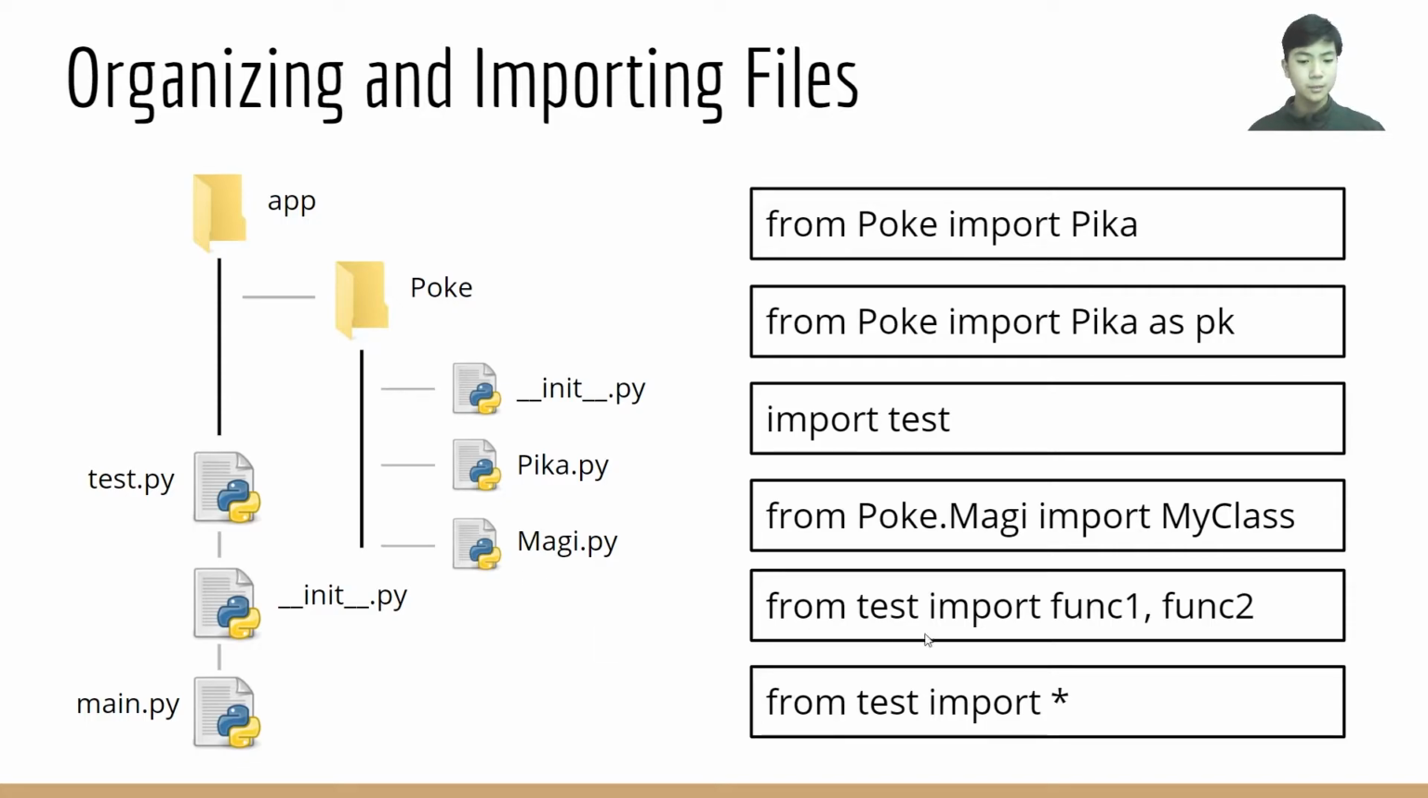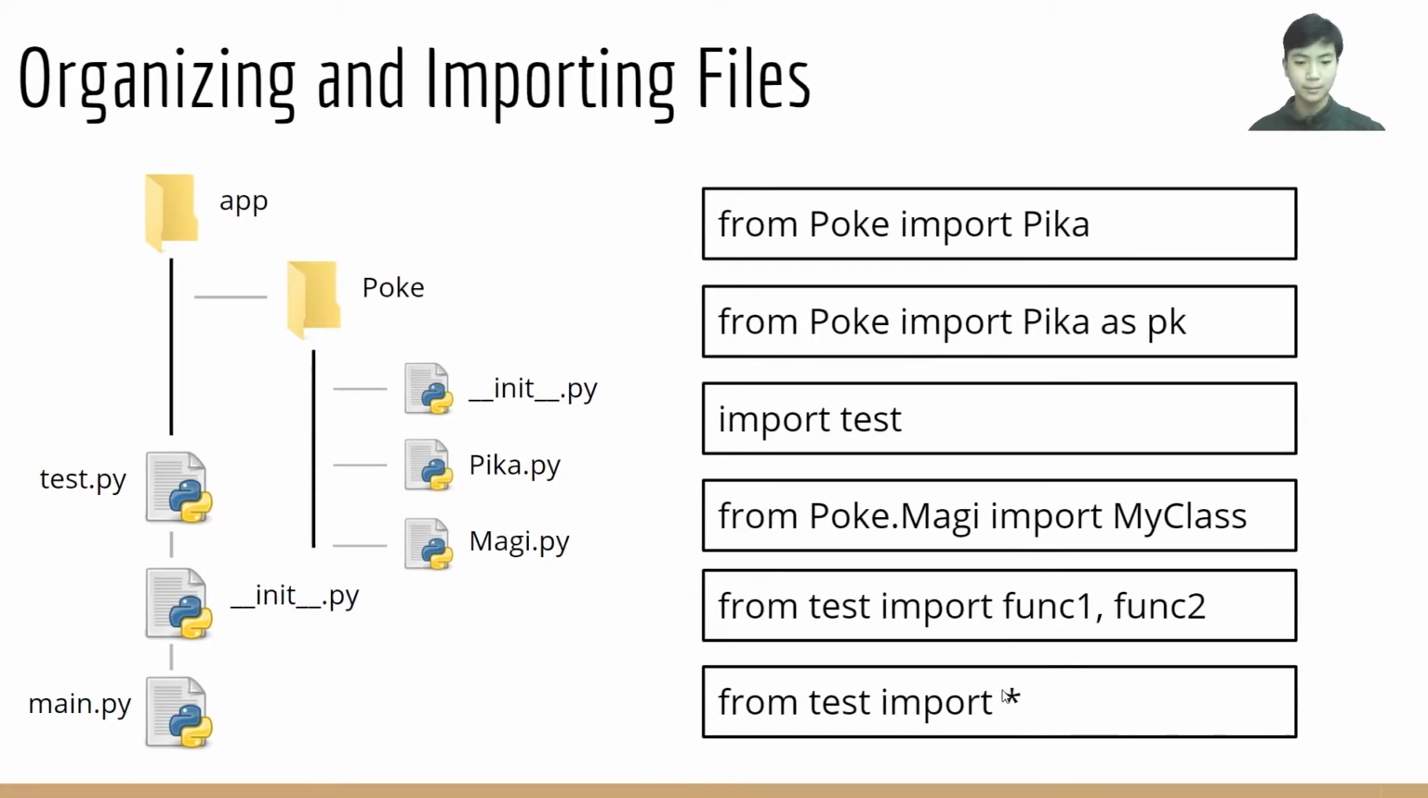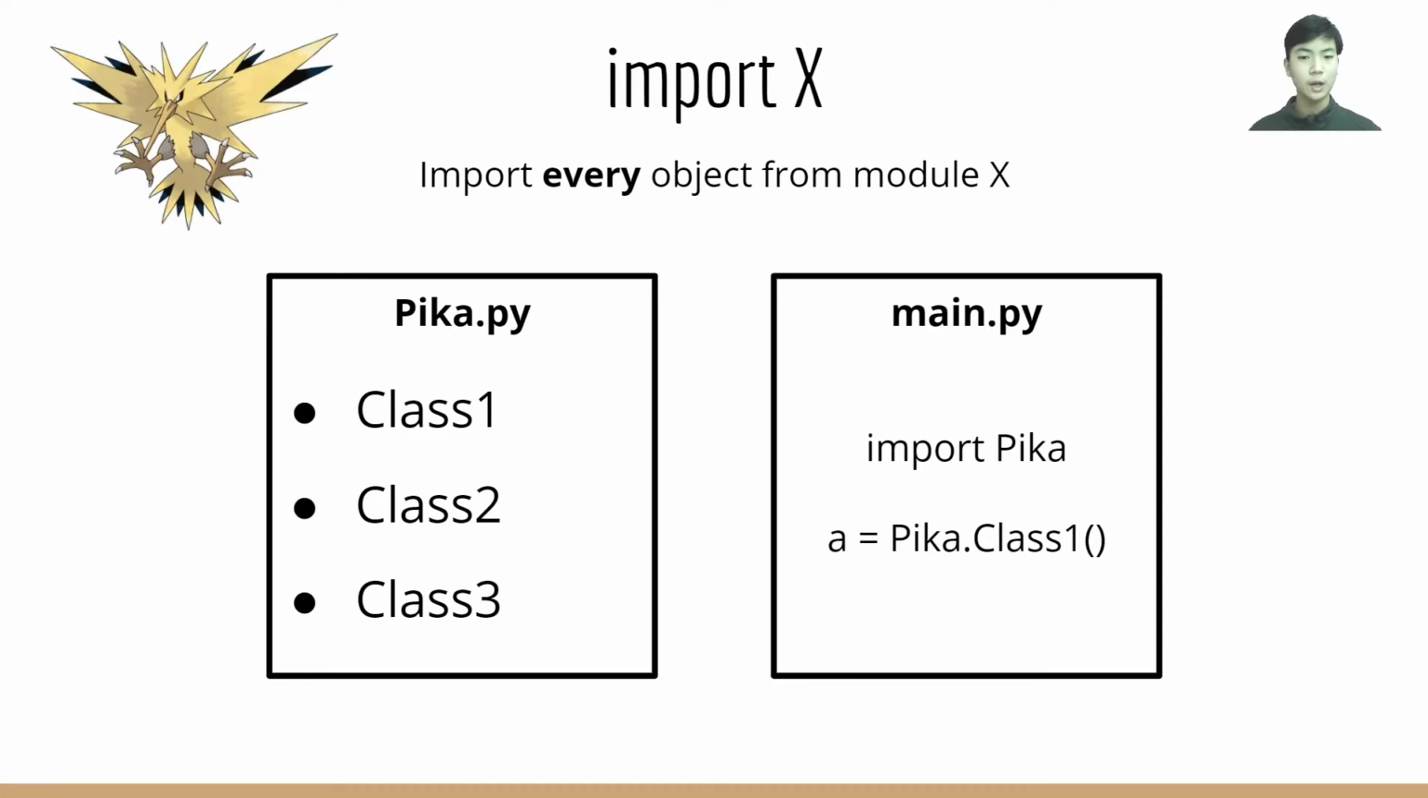And now let's move on to from test import func1 and func2. So from test, which is this module, import function1 and function2, or the things we want to import from test.py. And then the last one, from test import star, imports every object from test.py. Let's move on to import X. I will be explaining the commands I showed you earlier in detail.